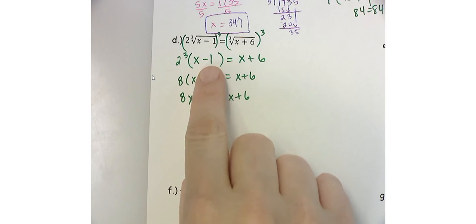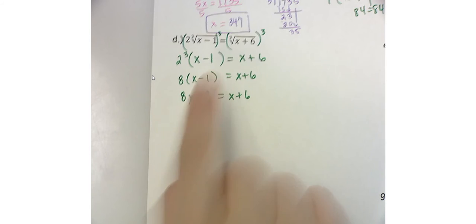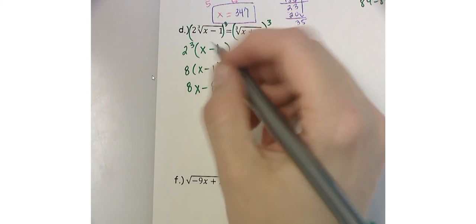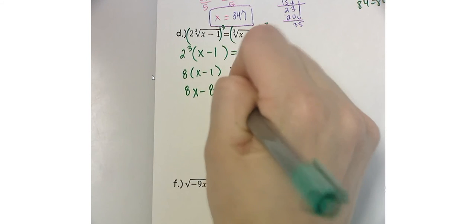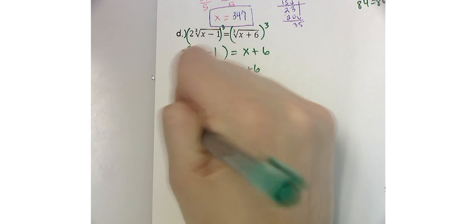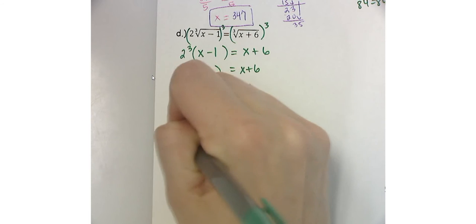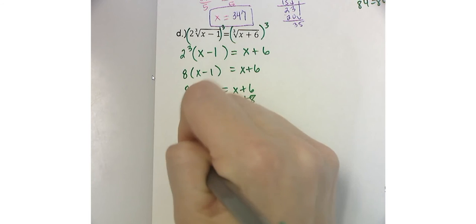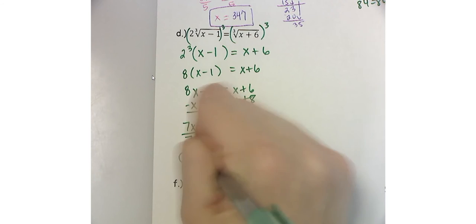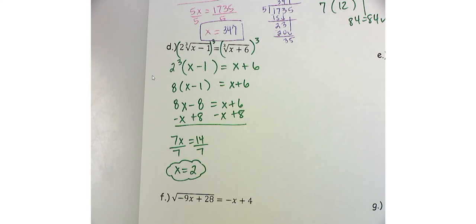Okay, so I got 2, so this is going to be the cube root of 2 minus 1, and I want to see if that equals the cube root of 2 plus 6. Okay, so 2 plus 6 I know is 8. The cube root of 8 is 2. This is 2 times the cube root of 1. I know the cube root of 1 is 1. 2 times 1 is 2. So, yep, those are going to be equal.